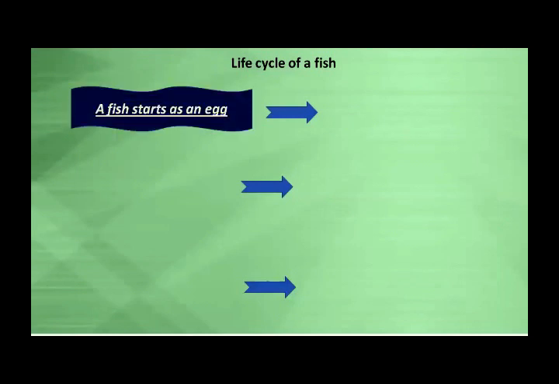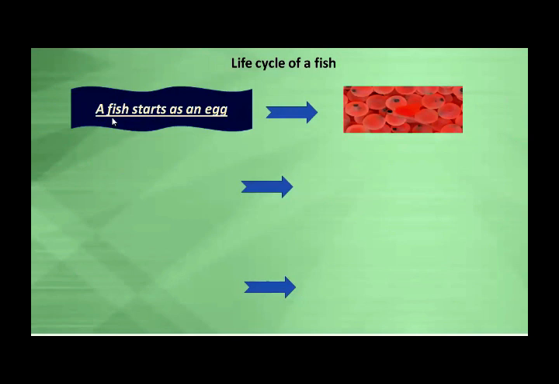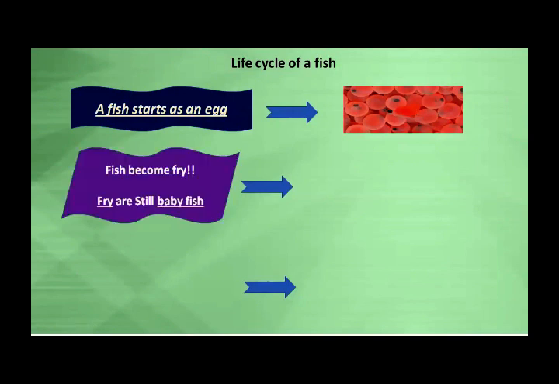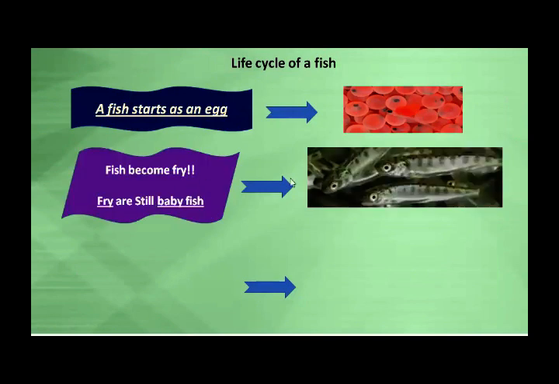Most of the animals start their life as an egg. So fish also start their life cycle as an egg. Fish starts as an egg, and then the fish becomes a fry. Fry is still a baby fish. Beta, you can see three fry.